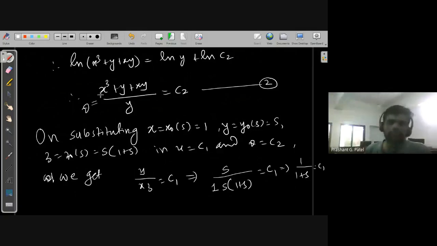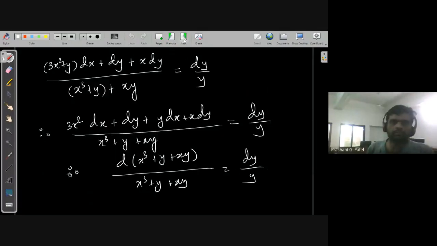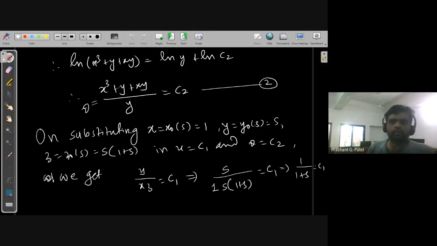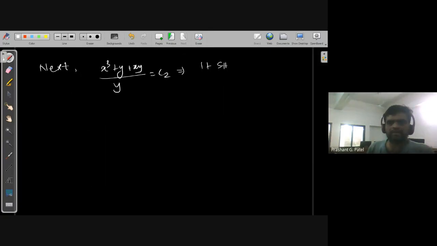Second, in this equation we have to substitute this value. Next, the second equation is x cube plus y plus xy upon y equal to c2. If I substitute this value, that is x is equal to 1, s plus 1 into s, again s upon s is equal to c2. So that will give me 1 plus 2s upon s is equal to c2.